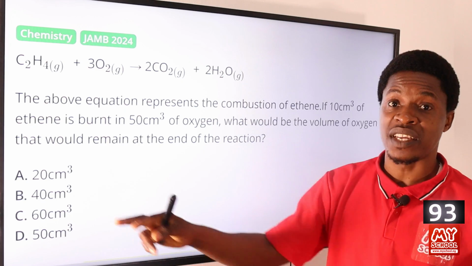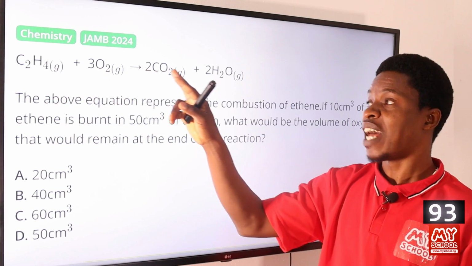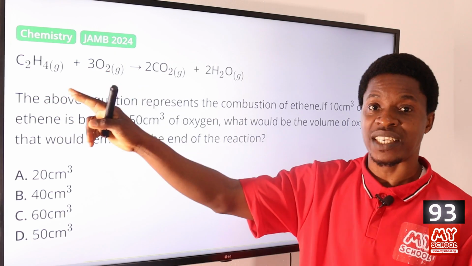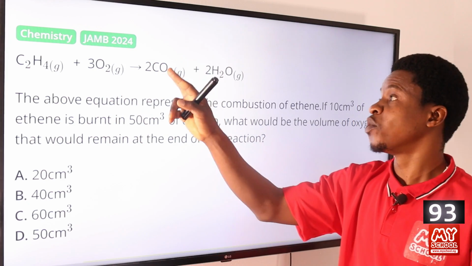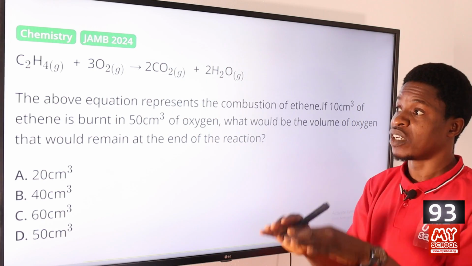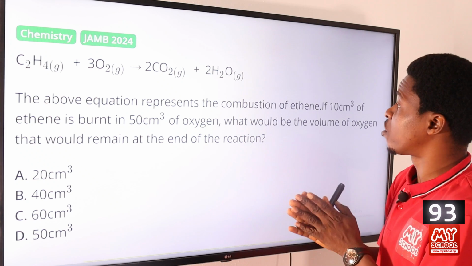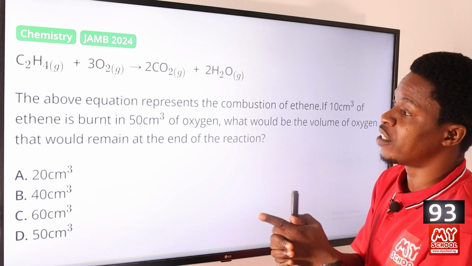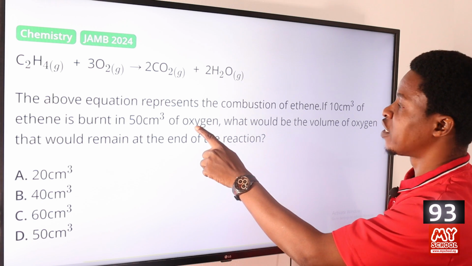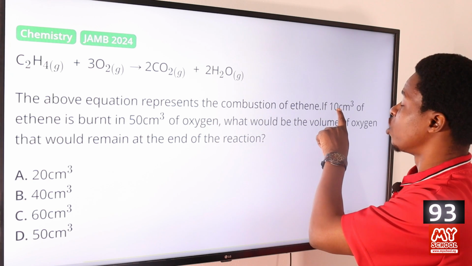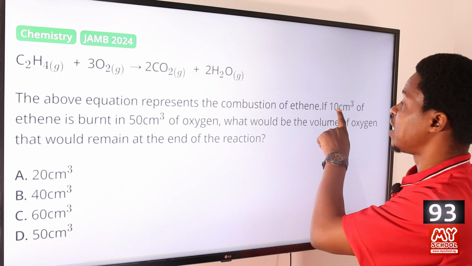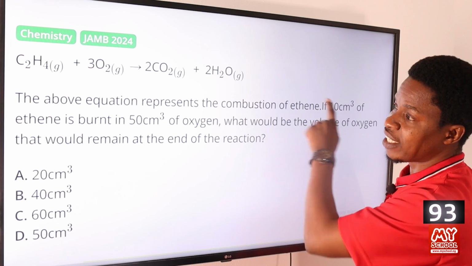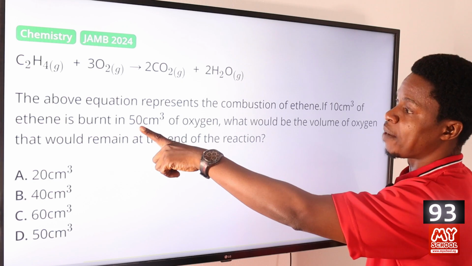If you react methane, CH4, with O2, you will still have CO2, and if you react propane with O2, you will still have CO2 and H2O, but you need to balance the equation. Now, the above equation represents the combustion of ethane. If 10 cm3 of ethane is burnt in 50 cm3 of oxygen, so this is the volume of ethane that is actually required to react with 50 cm3 of oxygen.